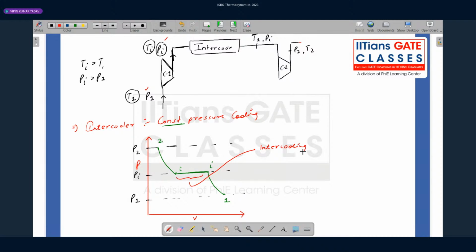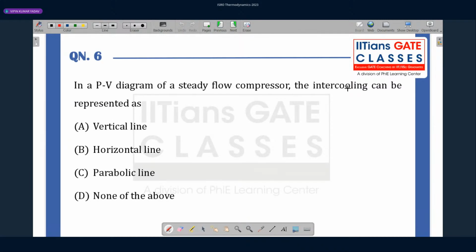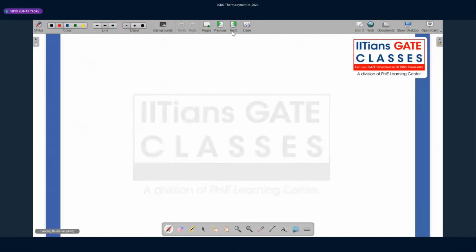And how can you show this in a PV diagram? With a horizontal line. So what is the right answer? In the PV diagram, the intercooling can be represented as a horizontal line. So this is your right answer. Got it? Let's go to the next question.